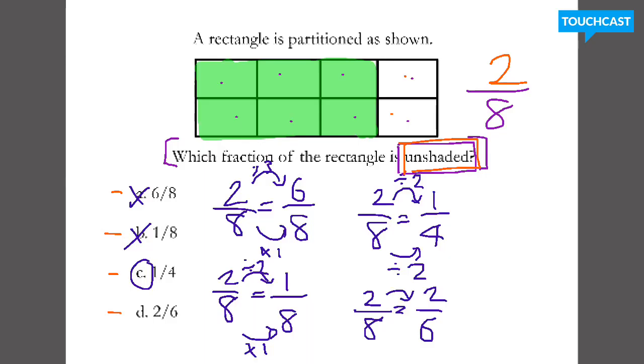Alright, how do I get from 2 to 2? Times 1. How do I get from 8 to 6? I don't know.